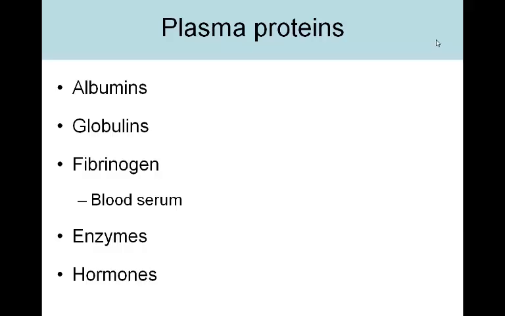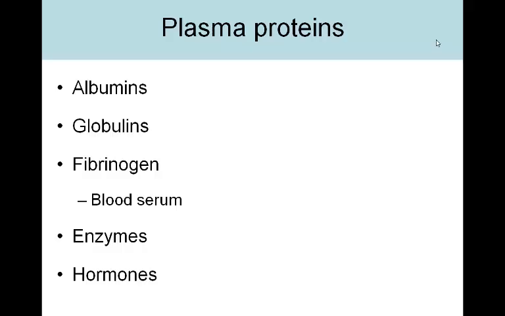You might have heard the term blood serum before. Sometimes if a doctor requires a certain blood test, the blood test might require that the clotting factors be removed. So blood serum is what we call the blood sample once the clotting factors have been removed. So things like fibrinogen are removed in order to make blood serum.